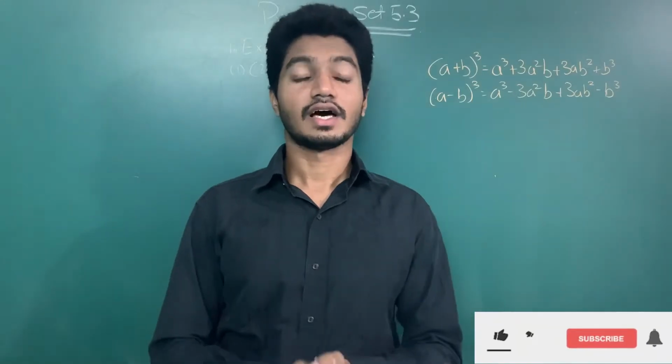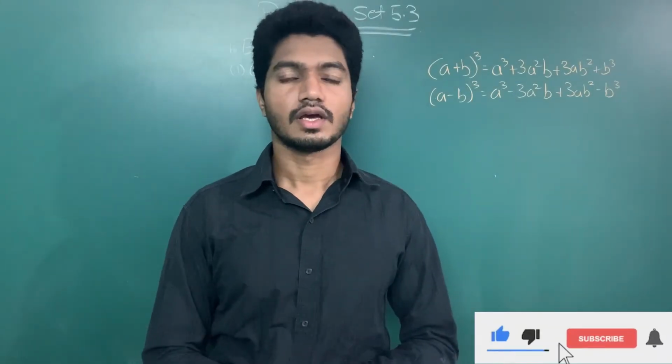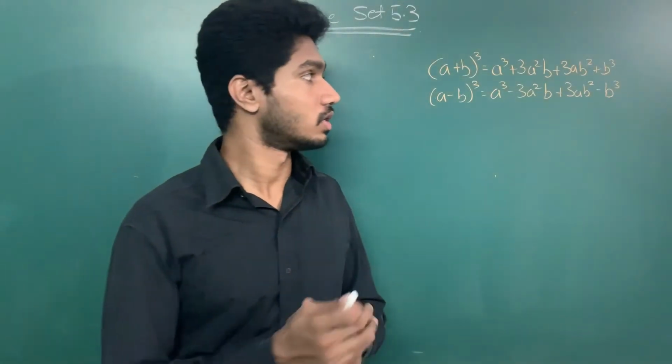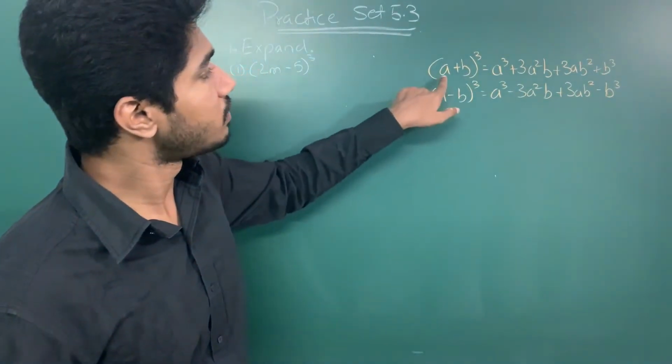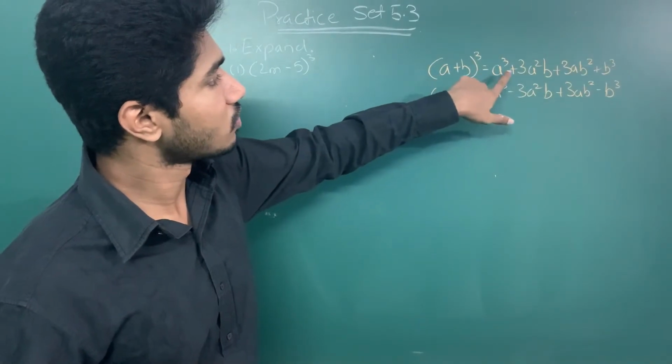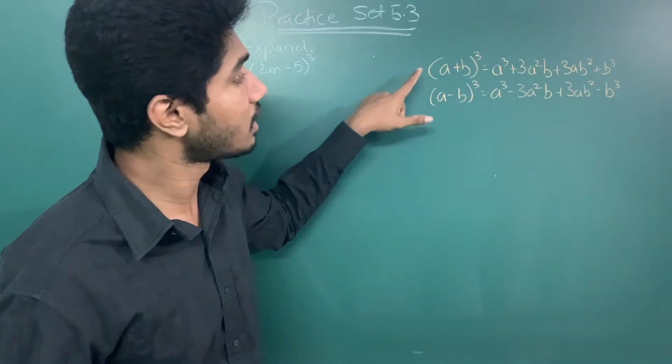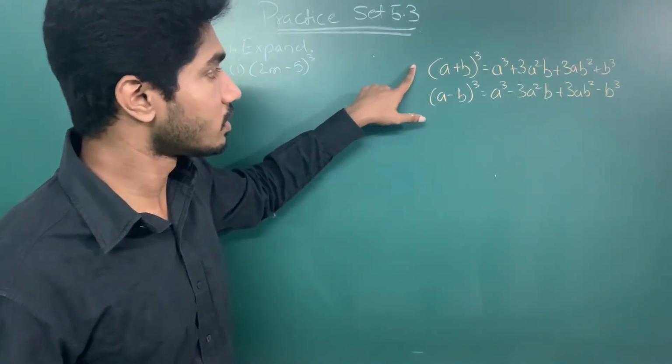Well, hello friends. Let's start with practice set 5.3. Practice set 5.3 शुरू करने से पहले आपको दो फॉर्मूला याद रखना होगा. That is (a plus b) the whole cube, which gives us a cube plus 3a square b plus 3ab square plus b cube. ये फॉर्मूला हमने पिछले practice set 5.2 में भी यूज किया था.